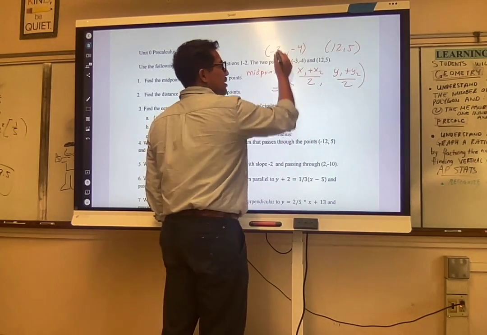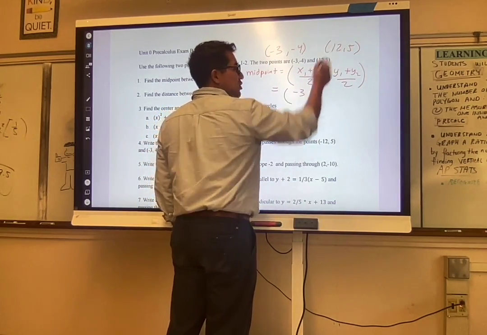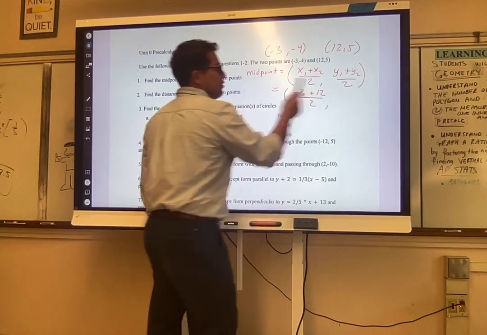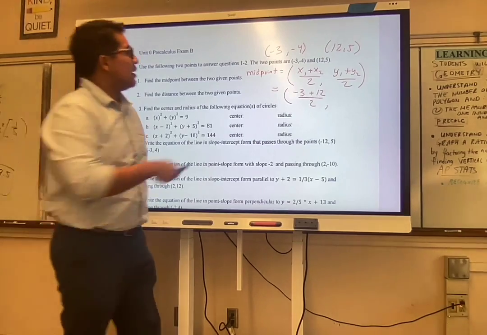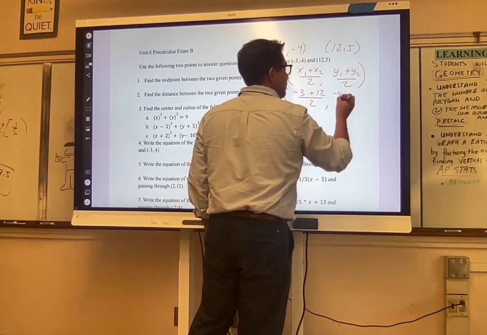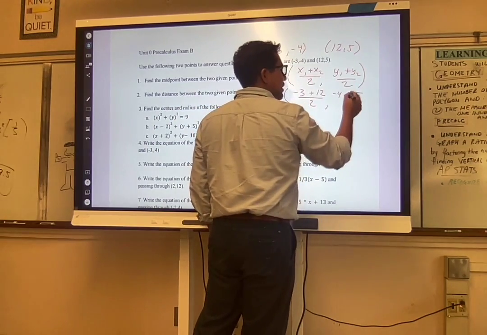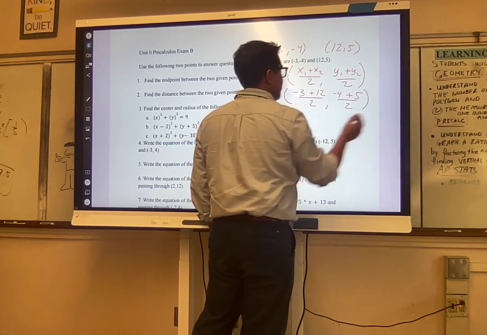For this, the x coordinate of the first point is -3. The x coordinate for the other point is 12, so we're going to add those numbers and then cut that in half. And then for the new y coordinate, for the midpoint, right, we're going to take -4, that's the y coordinate of the first point, and we're going to take +5, the y coordinate of the other point, and add those together and then cut that in half.